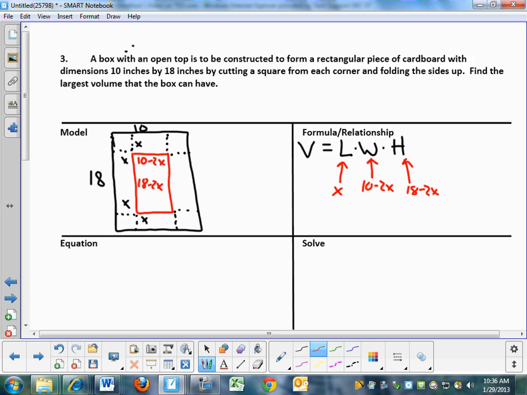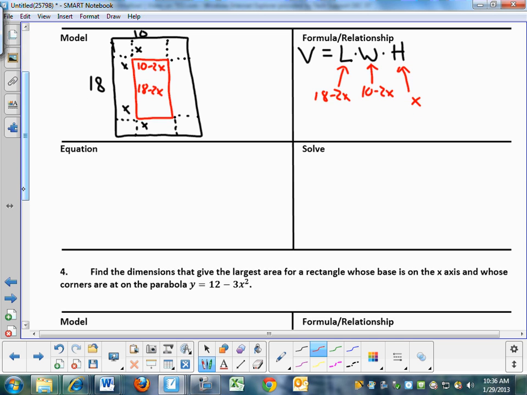Oh, I guess I messed up length and height. Write it wherever you want. No, it doesn't matter at all. So what we have to do is we got to multiply all that out. What's my variable? Volume in terms of X is equal to X times parentheses 10 minus 2X, 18 minus 2X.